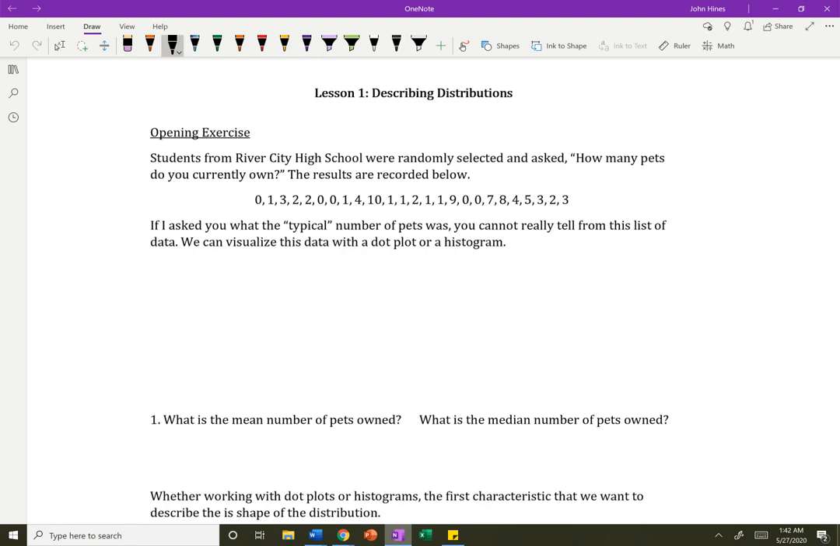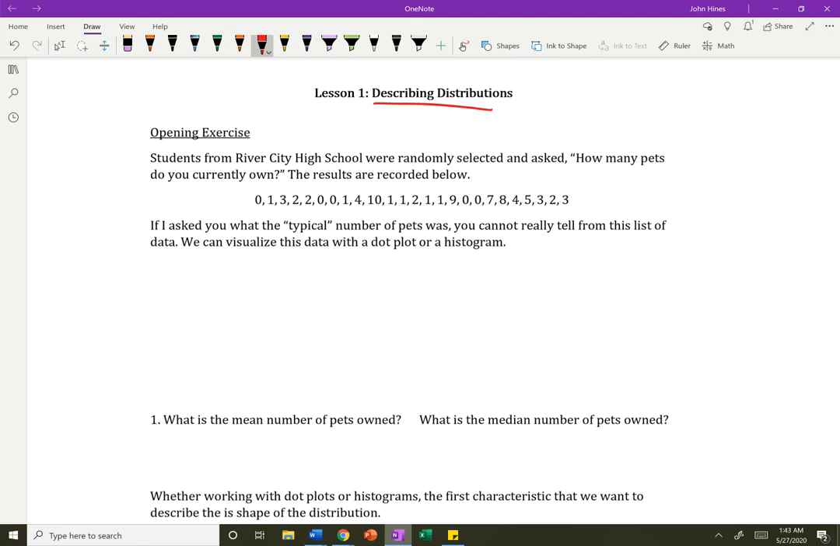Hi, everybody. In lesson one here in our statistics units, we're going to talk about describing distributions. Some of this is going to be new, some of this is going to be old, but in this lesson, we're going to explore how technology is going to help us do a lot of the statistical work that we're going to do in this unit.